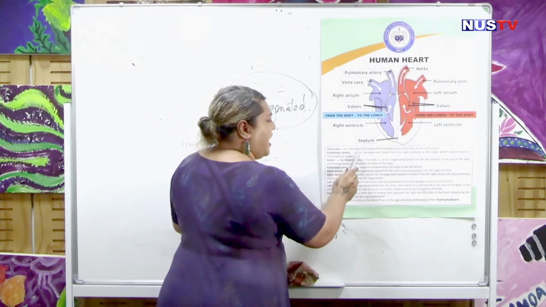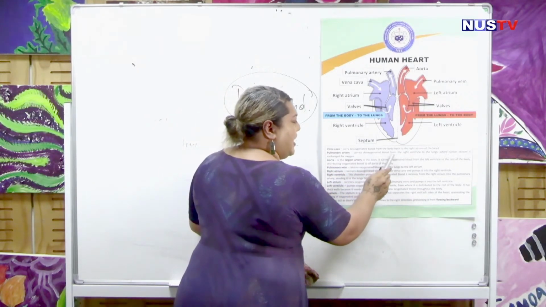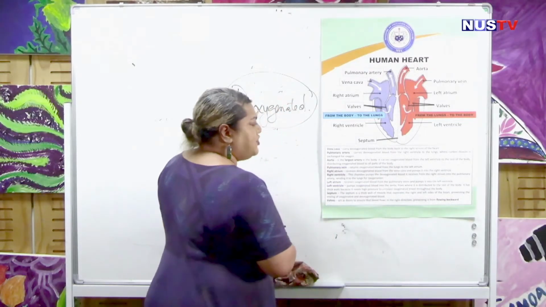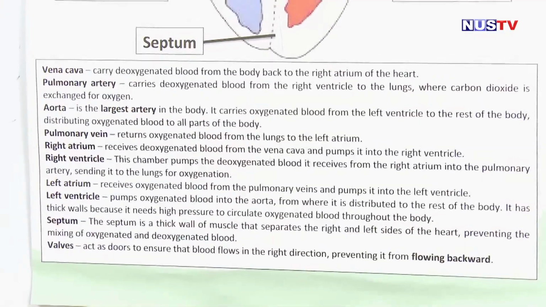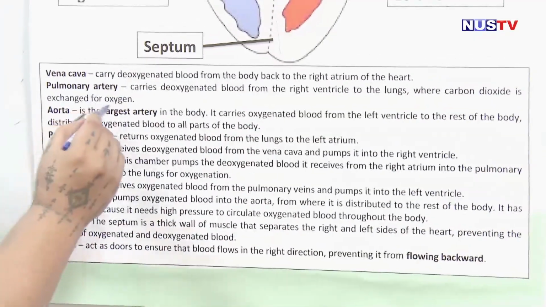The pulmonary artery carries deoxygenated blood from the right ventricle to the lungs, where carbon dioxide is exchanged for oxygen.